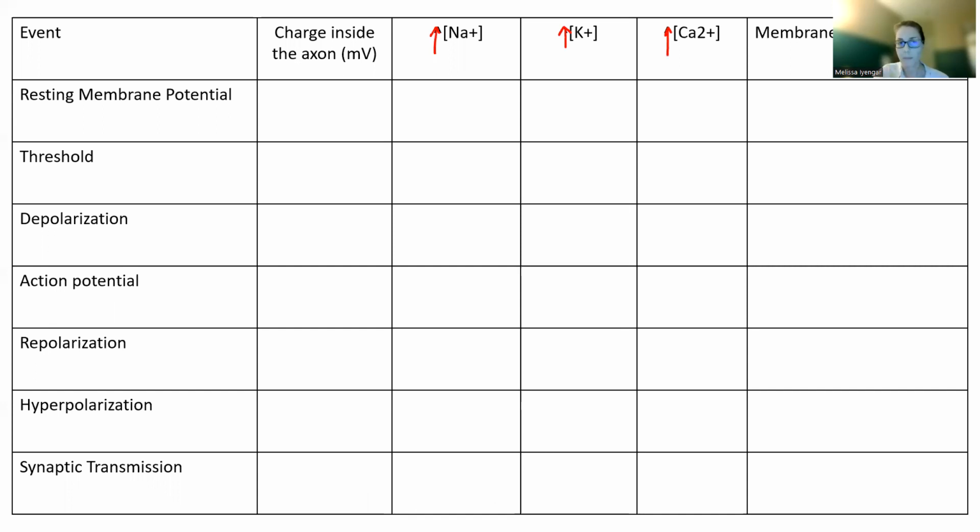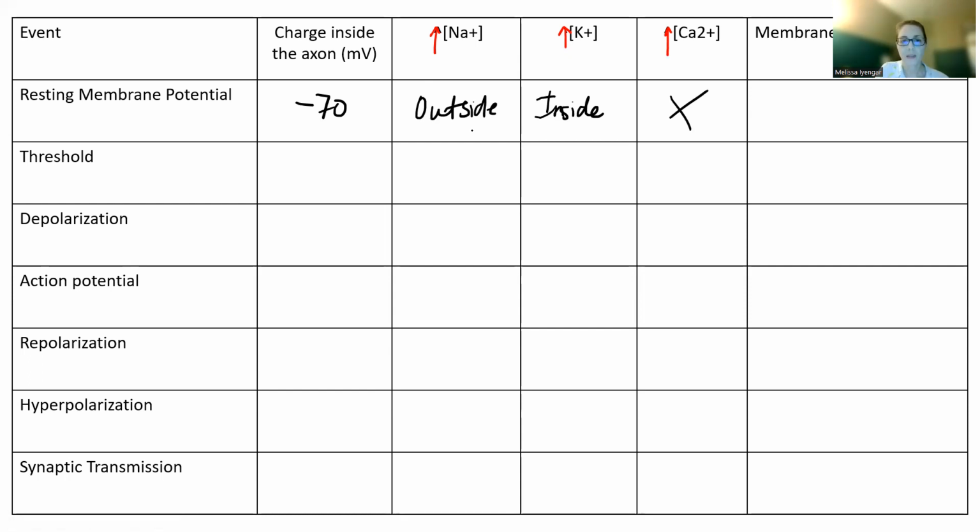Hopefully you paused it and you came back. Okay, so we want to think about at resting membrane potential, we're negative 70 millivolts inside of our cell. And here it's going to ask us, where is sodium concentration high? Well, sodium concentration is high outside the cell. So you can say outside. Where is potassium concentration high? Inside the cell. Calcium, we're not worried about calcium for right now because we're not dealing with calcium.